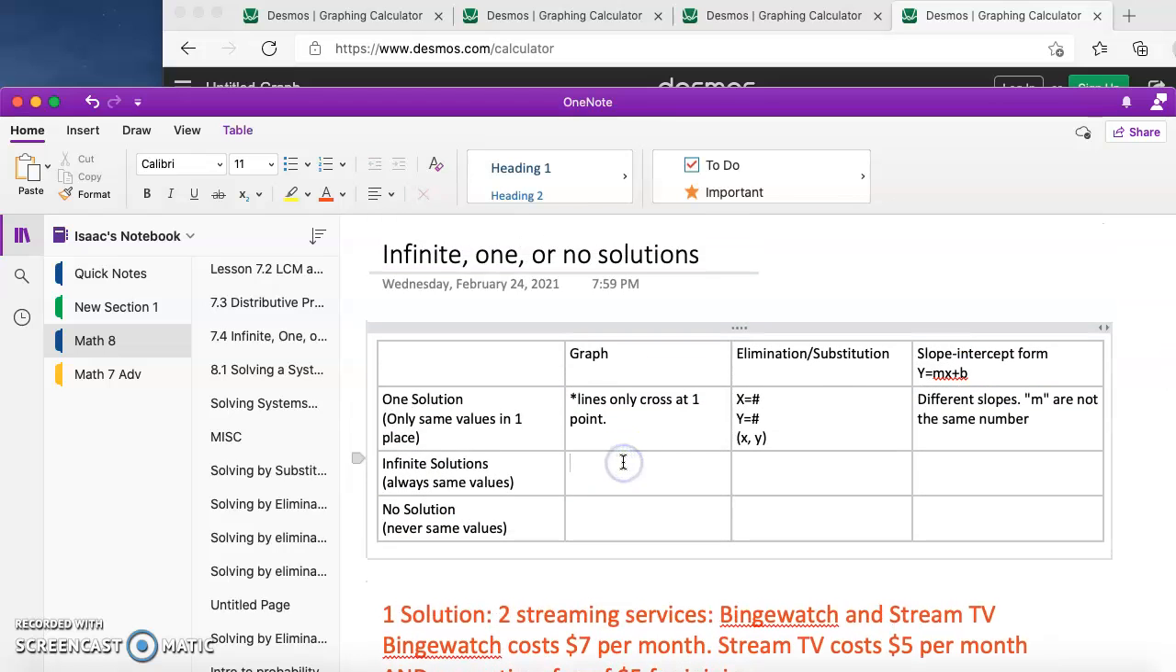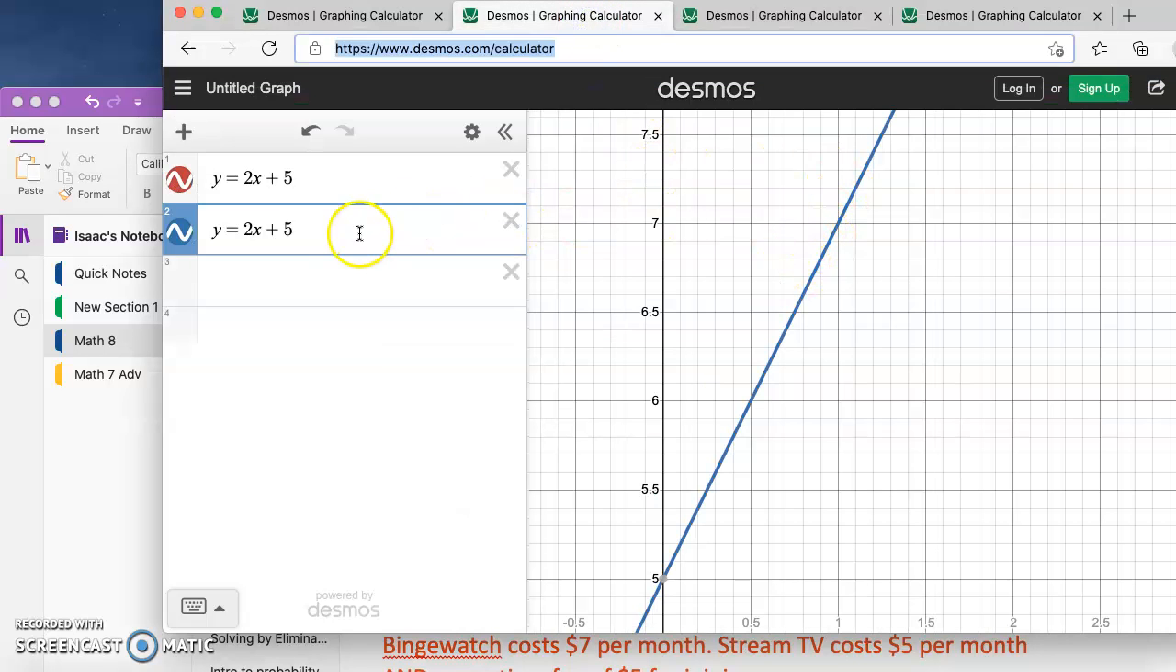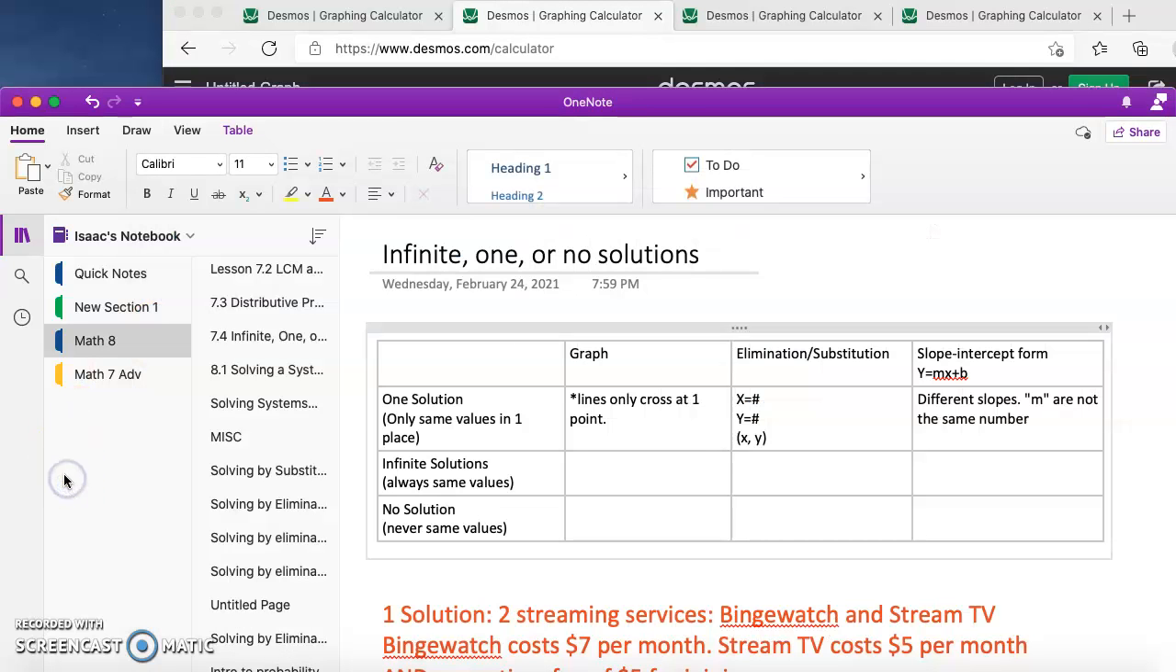Now let's say infinite solutions. Infinite solutions is when it looks like this. At first, it just looks like it's one line, right? No, that's actually two lines. It's just that they're overlapping. So no matter where they are, they have the same values. That's why there are infinite solutions. So infinite solutions on a graph would mean they're overlapping lines. Which basically just means you drew the same line twice.